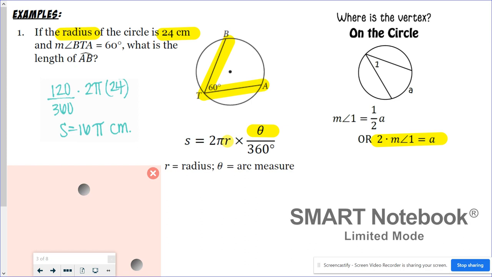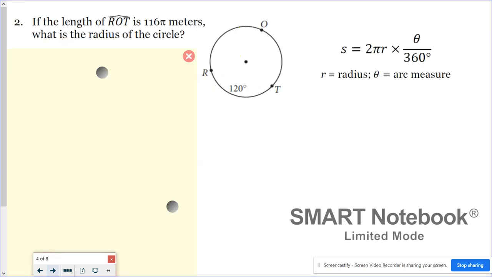Let's take a look at another example. What is the length of arc ROT? We actually know the length of arc ROT is 116 pi meters. What is the radius? Well, we're working with a formula, right? So my advice is to follow the steps. Formula, substitution, solution. We want to fill in everything that we know.